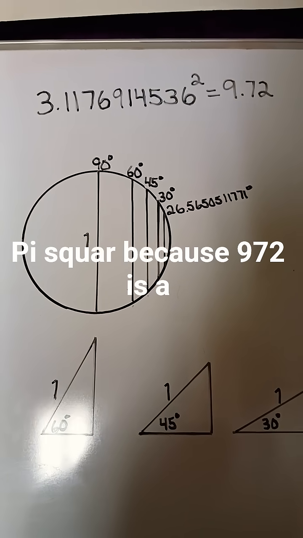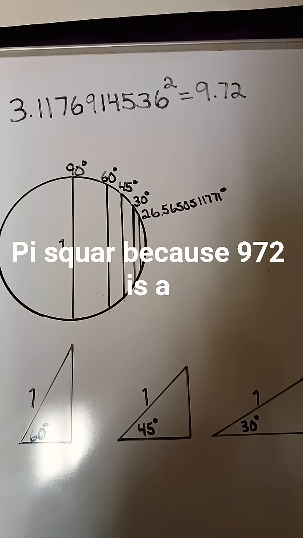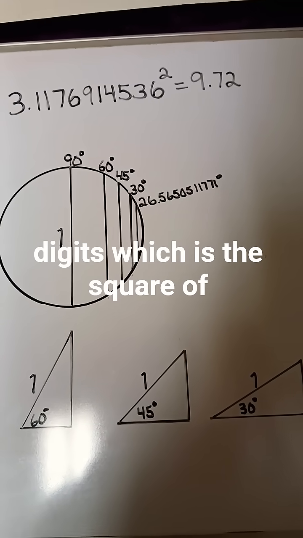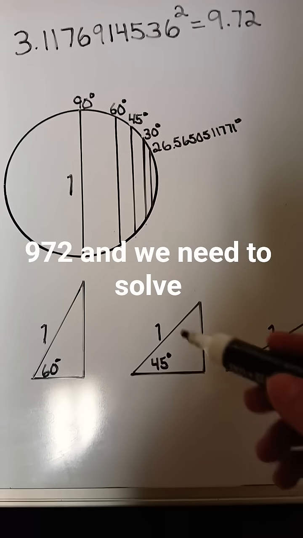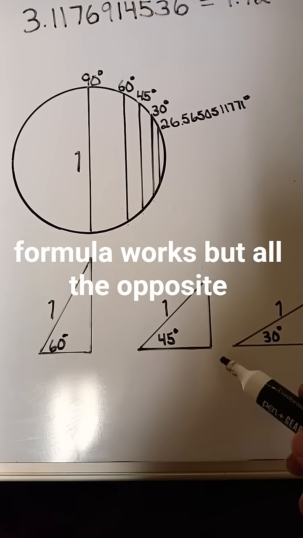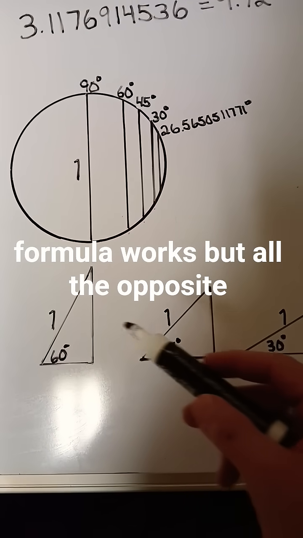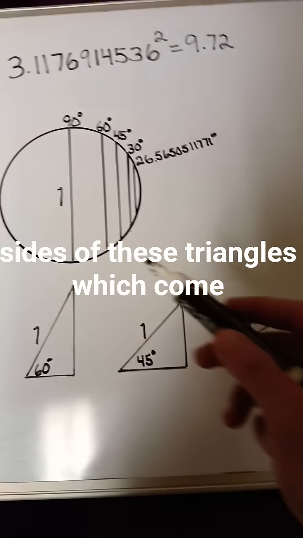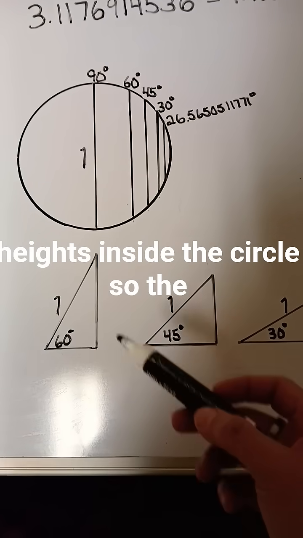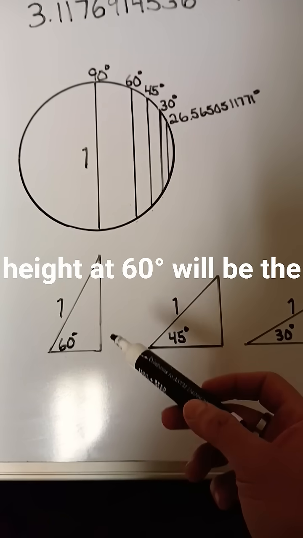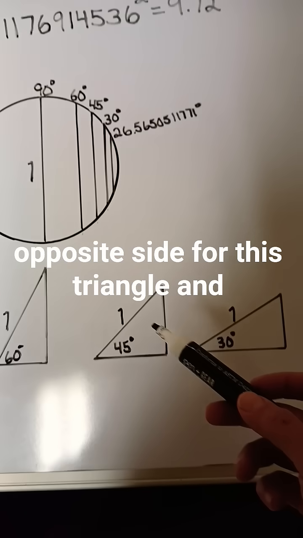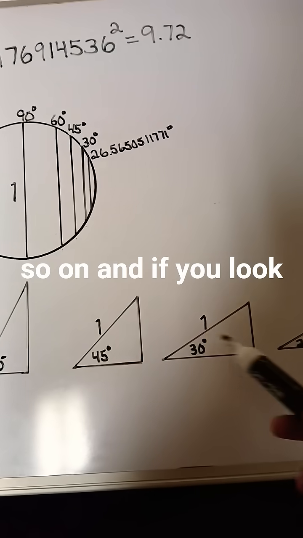We're going to use pi squared because 9.72 is a lot easier to remember than 10 digits, which is the square root of 9.72. And we need to solve these triangles so we can work backwards and show you that the formula works. But all the opposite sides of these triangles, which come from this circle, are just the heights inside the circle. So the height at 60 degrees will be the opposite side for this triangle. The height at 45 degrees will be the opposite side for this triangle, and so on.